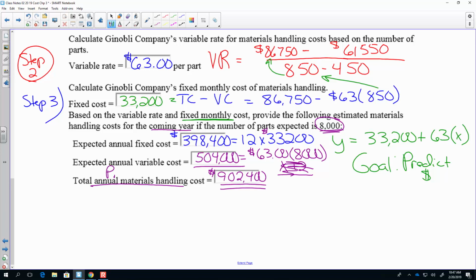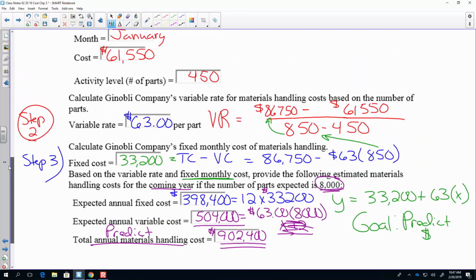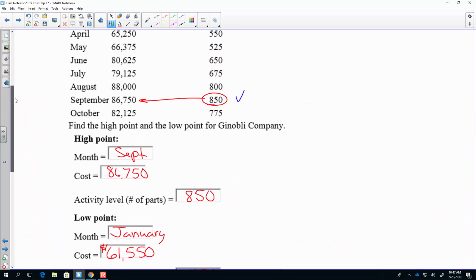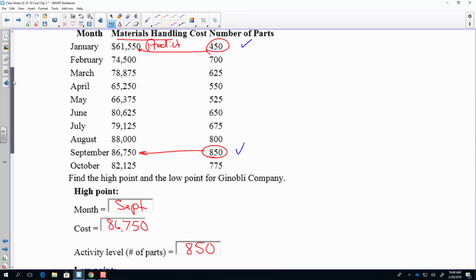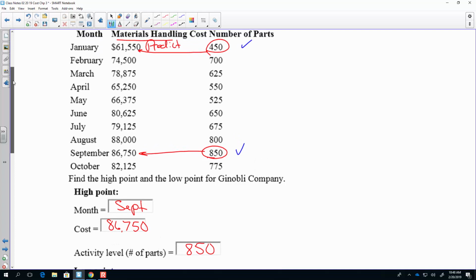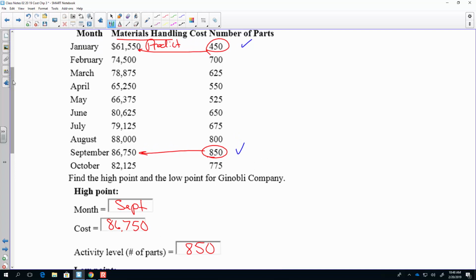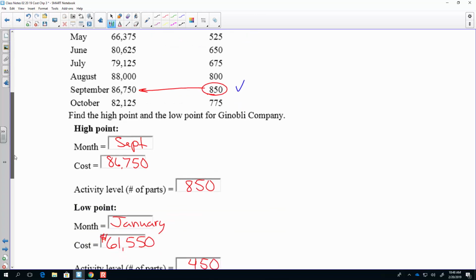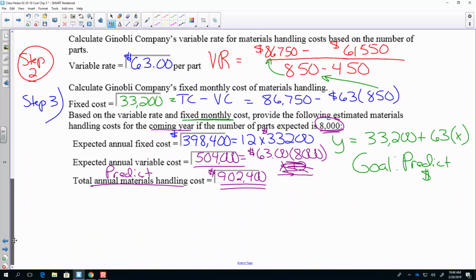This is what we predict our material costs will be if we can make 8,000 units. 8,000 units is within the relevant range for the year. If I took 800 times 12, that's 9,600. So it looks reasonable. It's within the relevant range.